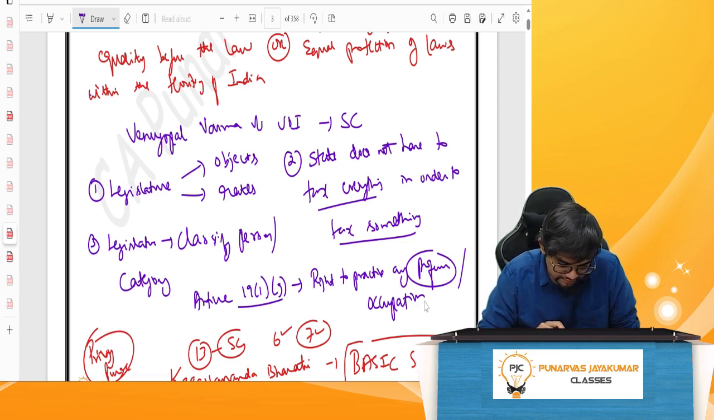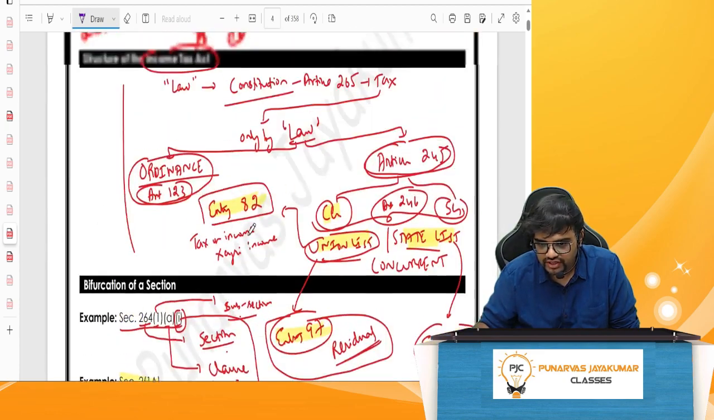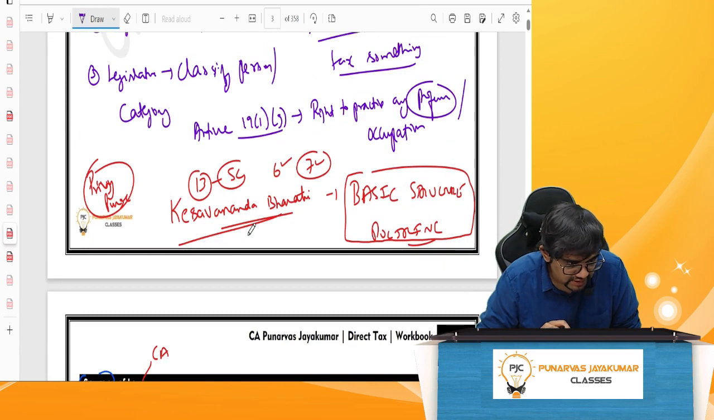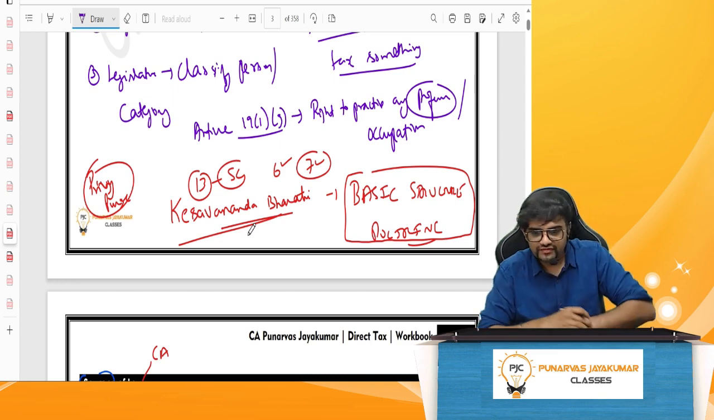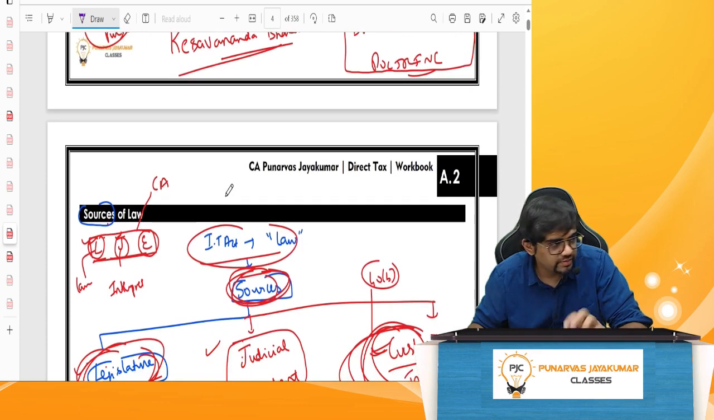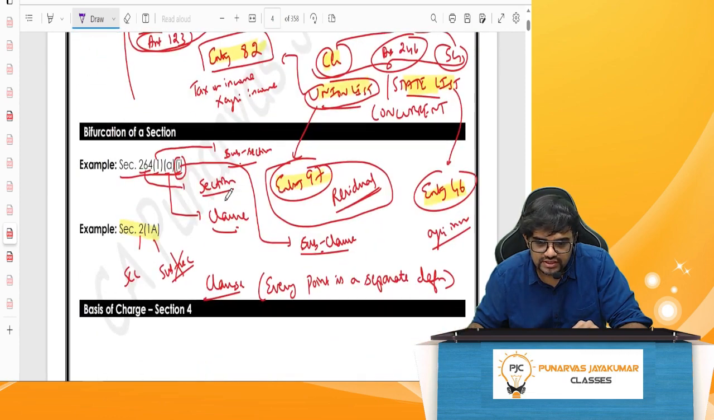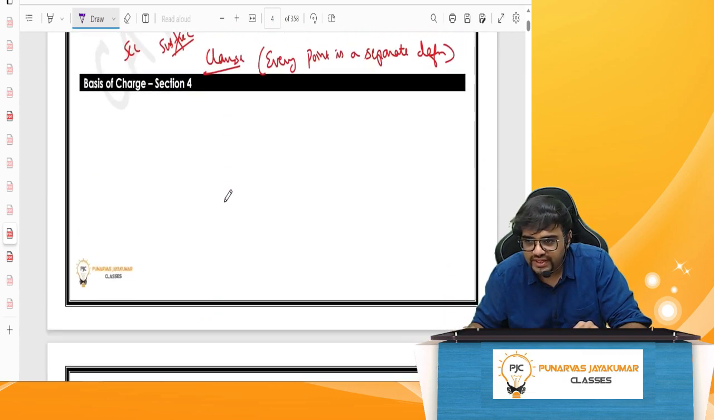So now, with this thing in mind, all the sources of law, all that we have seen, bifurcation also done. So as I told you, that's why I was taking it slightly early, so that we can have a 10-minute breather. So after this short break, we will do something very interesting. That is, finally we'll start off with basis of charge.